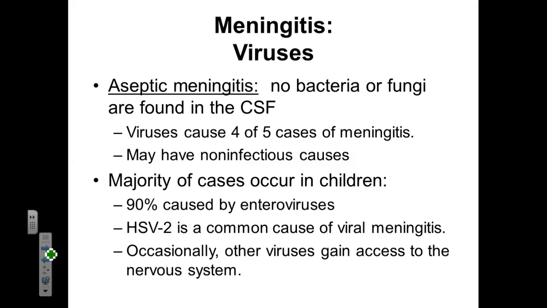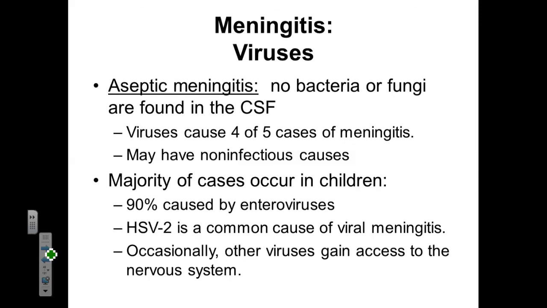We also have viral causes of meningitis. Aseptic meningitis occurs when no bacteria or fungi are found in the cerebral spinal fluid. Viruses are going to cause 4 out of 5 cases of meningitis. So when in doubt, assume viral infection, because 80% of the cases are caused by viruses. There may be a non-infectious cause, but that is the exception to the rule.